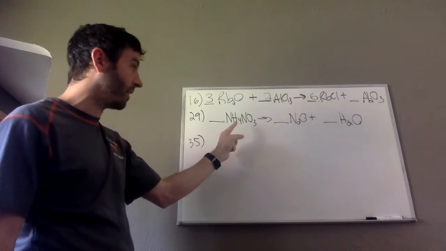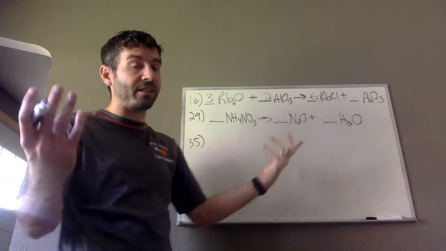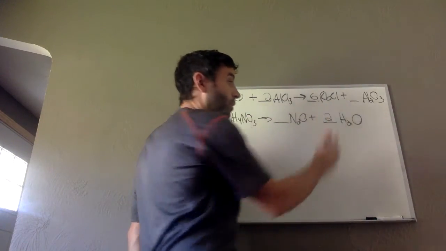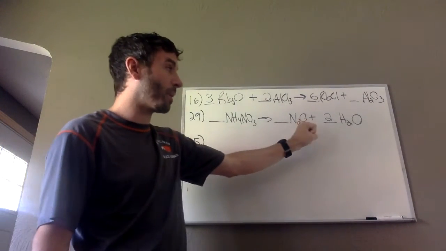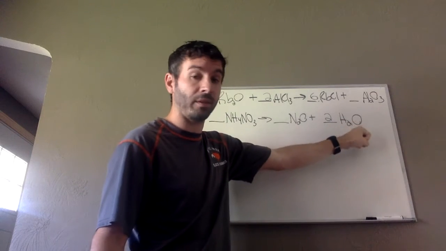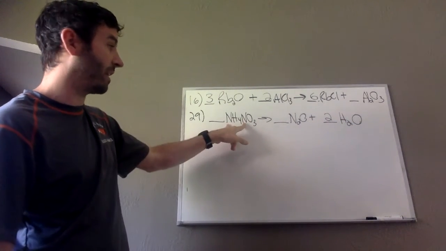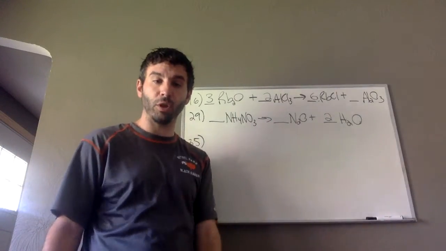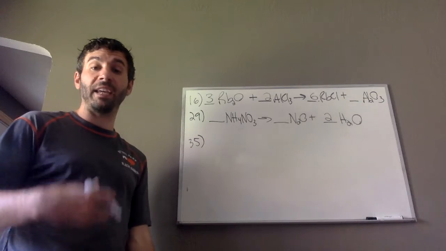So let's look back over here. I have 4 hydrogens here and only 2 here. So I need to fix the hydrogens anyways. So let's do that. So when I put a 2 there, I now have 4 hydrogens, 4 hydrogens. Now let's look at my oxygens. I have 1, 2, 3, because I have 2 here. I have 3 here. Okay, now let's check my nitrogens. I have 2 here, 2 here. I'm good.